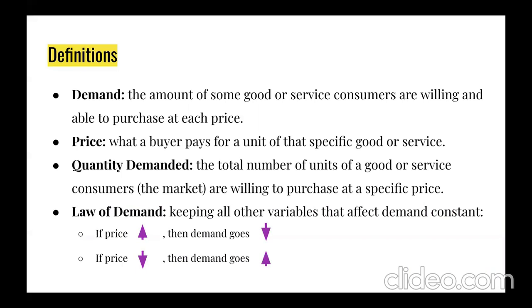Right, so what you probably answered is that if a good gets more expensive, if the price goes up, then the demand will go down. If price increases, you're going to be less likely to purchase an item. If the price decreases, then demand goes up. You're more likely to purchase an item if it's cheaper.